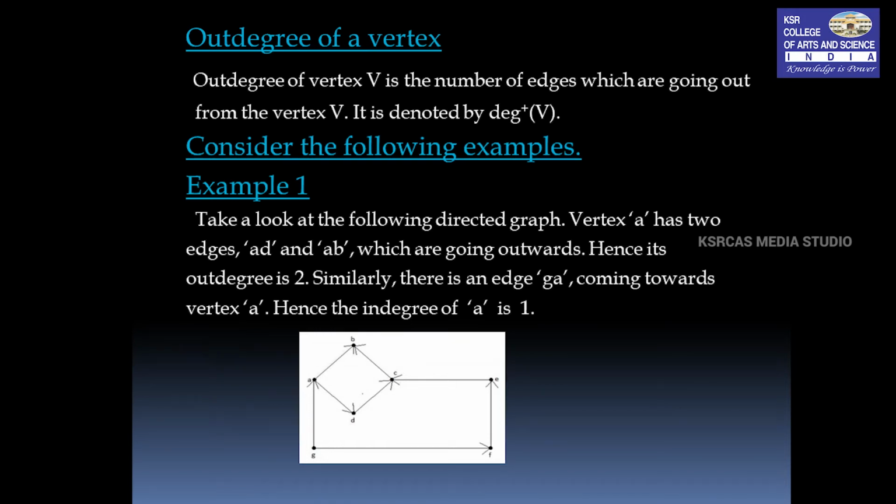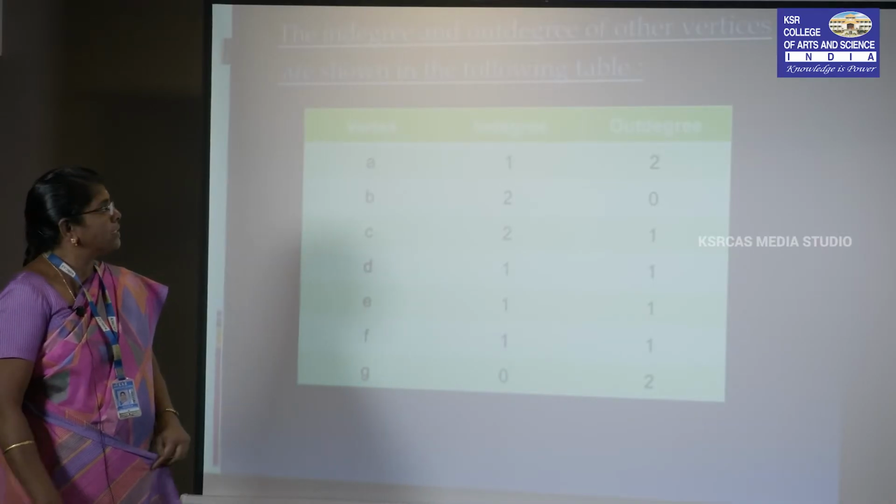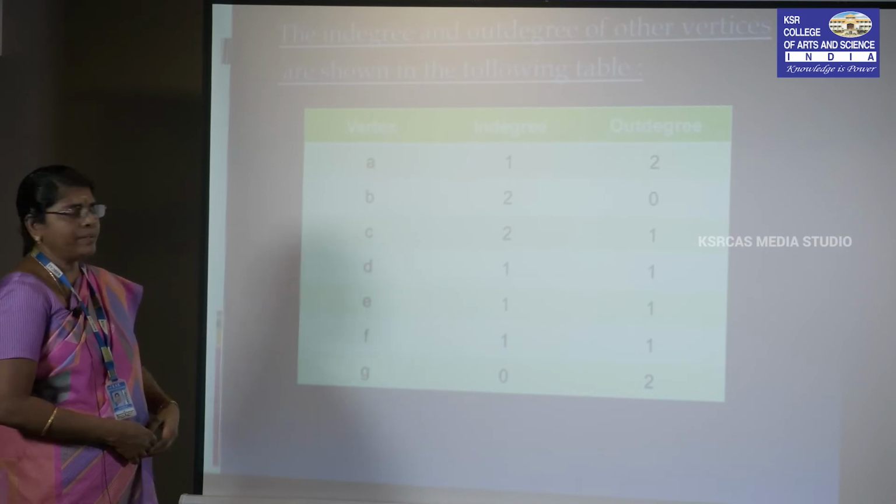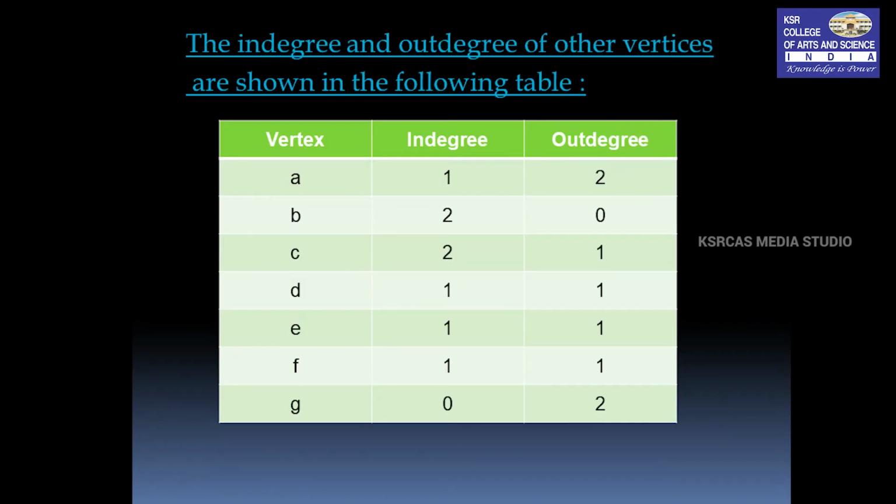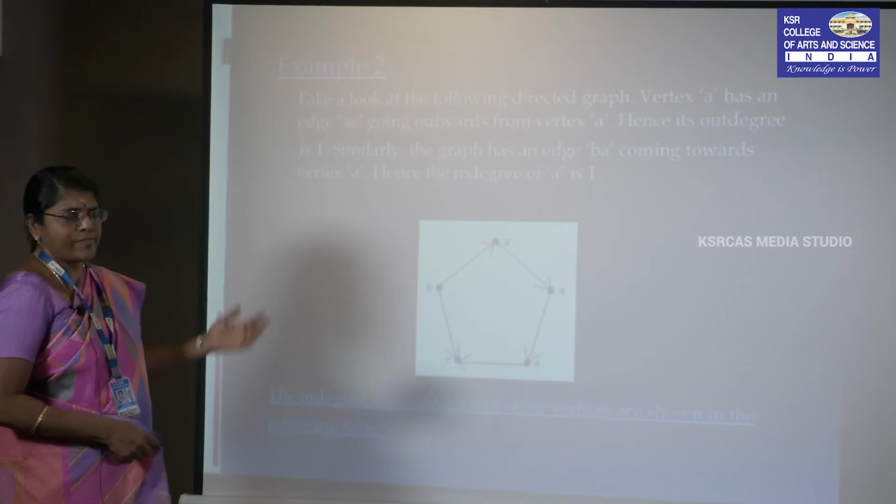Like that, the in degree and out degree are mentioned in this graph. The in degree and out degree of other vertices are shown in the following table. The in degree of A is 1 and out degree is 2. In degree of B is 2 and out degree, there are no edges going out from B, so the out degree of B is 0. In degree of the vertex C is 2, out degree is 1. In degree of the vertex D is 1, out degree is 1. In degree of the vertex E is 1 and out degree is 1, like that. The in degree of the vertex G is 0 and out degree is 2. It is taken from the previous graph.